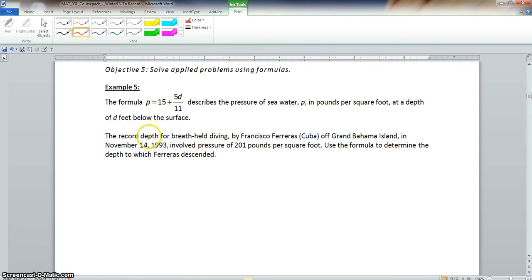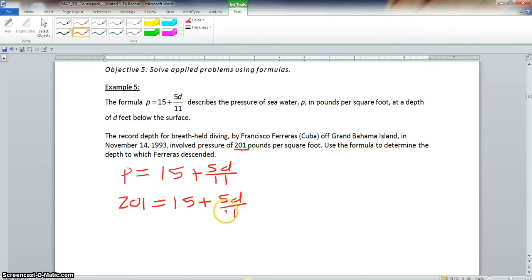Okay, the second correction for section 2.3 is example 5. I had made a mistake in one of the problems by not adding in the, it should have been 186 instead of 86. But let's go through the whole problem here. We have P is equal to 15 plus 5D all over 11. Now, our P is 201, is equal to 15 plus 5D over 11.